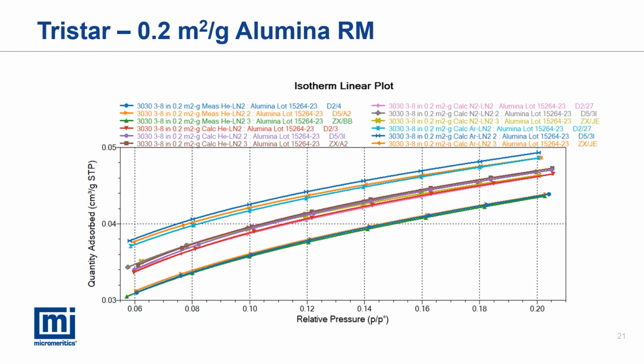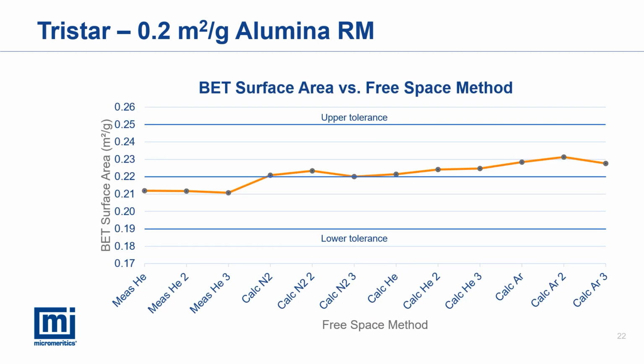We have here an isotherm overlay of the 0.2 square meters per gram alumina reference material analyzed with free space measured as well as calculated on the TriStar. The difference may look great, but that is because the scale is very small and magnified. This plot illustrates BET surface area results for the 0.2 square meters per gram alumina reference material against how free space was determined. The data points indicate a very close alignment, with all falling within the specified range.